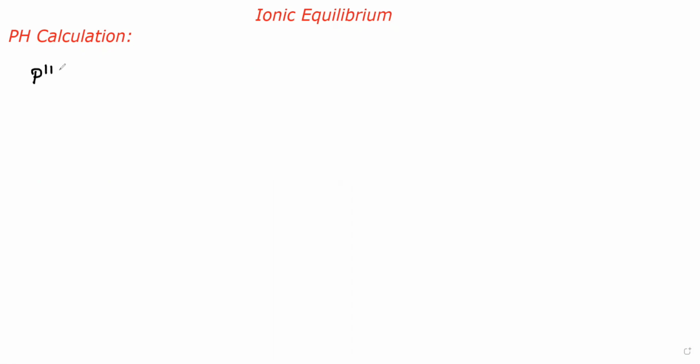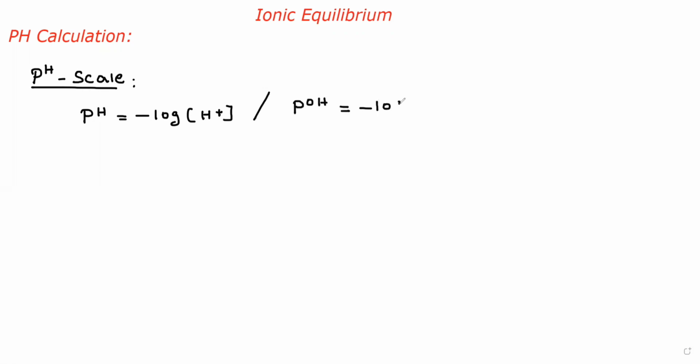pH scale. What is the general formula for pH? The pH equals minus log of H plus. Similarly, what is pOH? What is pOH? That equals minus log of OH minus.